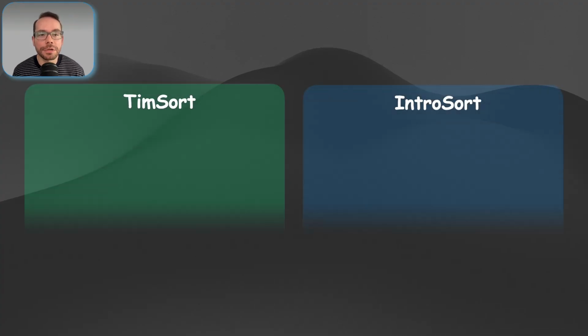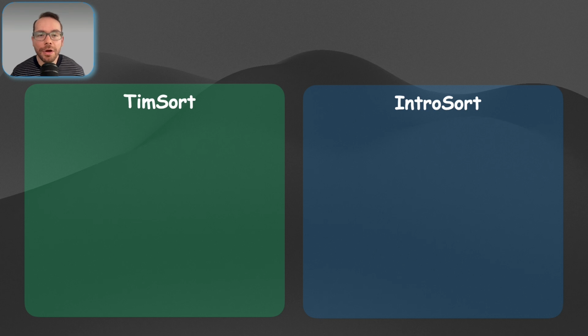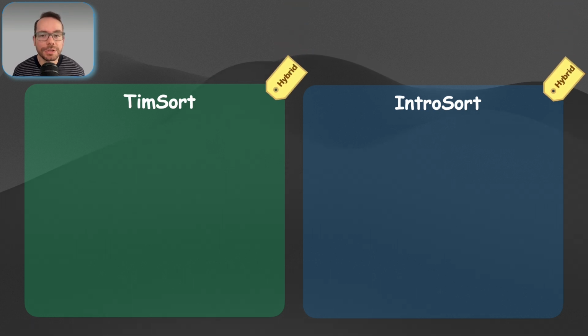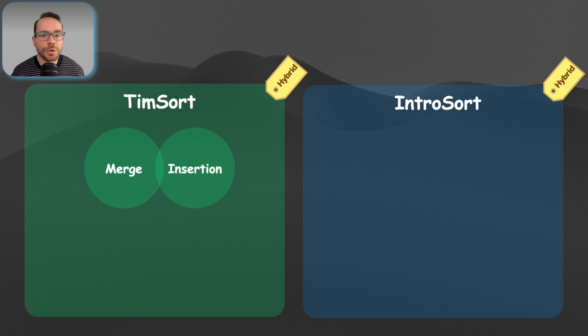Both Timsort and Introsort have a hybrid tag on them. They are designed to combine the strengths of multiple primary sorting algorithms to optimize performance for a wide range of data types and distributions. Timsort is derived from merge sort and insertion sort. That design makes it adaptive while maintaining stability.